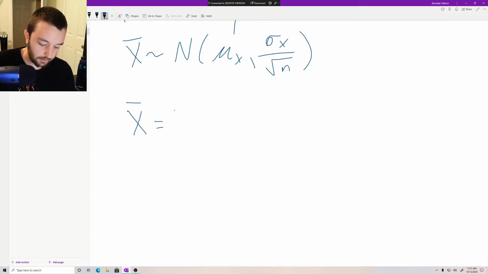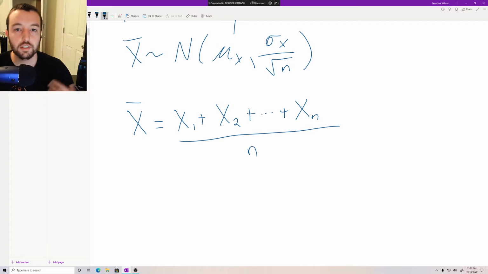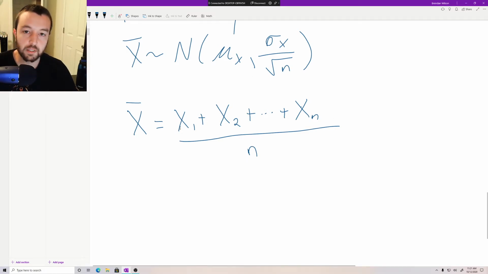X bar is equal to x1 plus x2 plus ... plus xn divided by n. So it's just like the sample mean formula. You take your first random variable, you add your second random variable, you keep doing this for all n random variables, and then you divide by however many there are, which is n in this case.